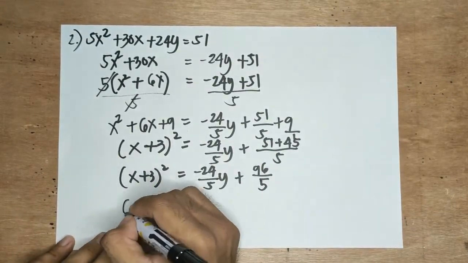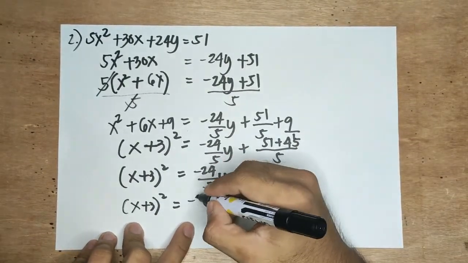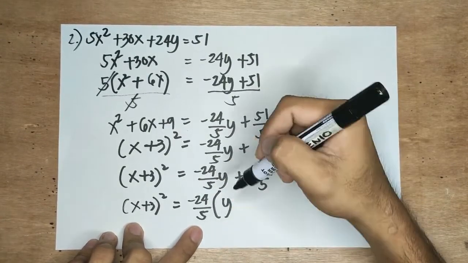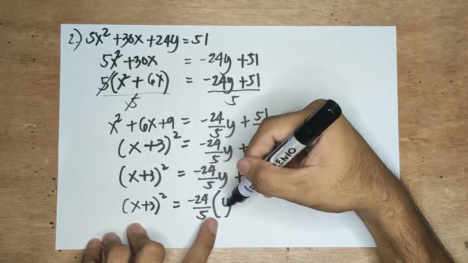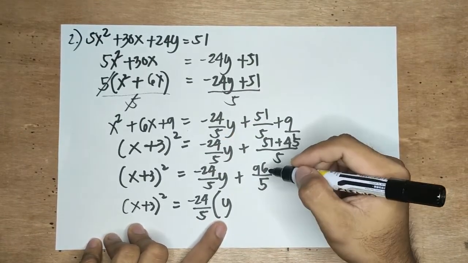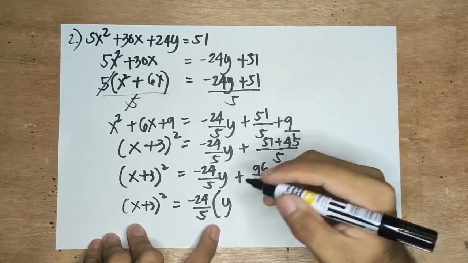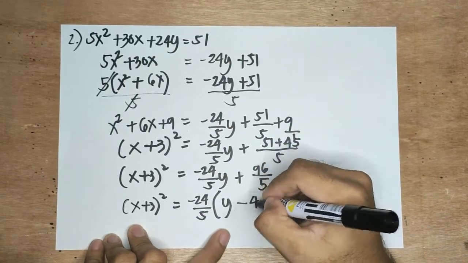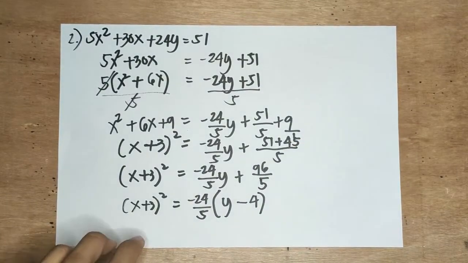So simplifying further, we get x plus 3 squared, we just bring down that, and then this will be negative 24 all over 5, and then this will be y. So bakit siya naging y? Kasi negative 24 all over 5y divided by negative 24 all over 5, ang naiwan ay y. And then 96 all over 5 divided by negative 24 all over 5, we have negative 4. Okay?